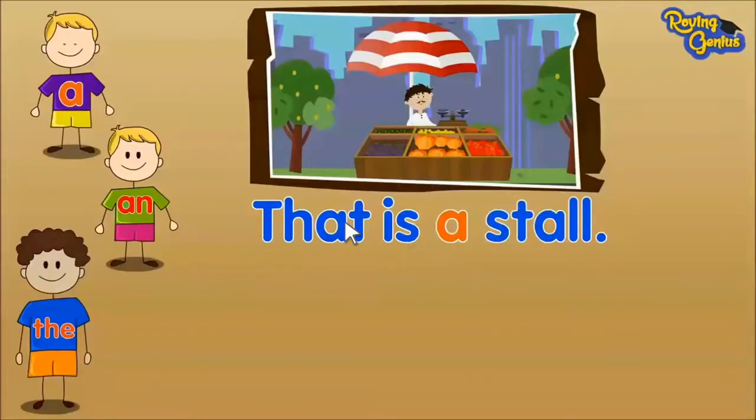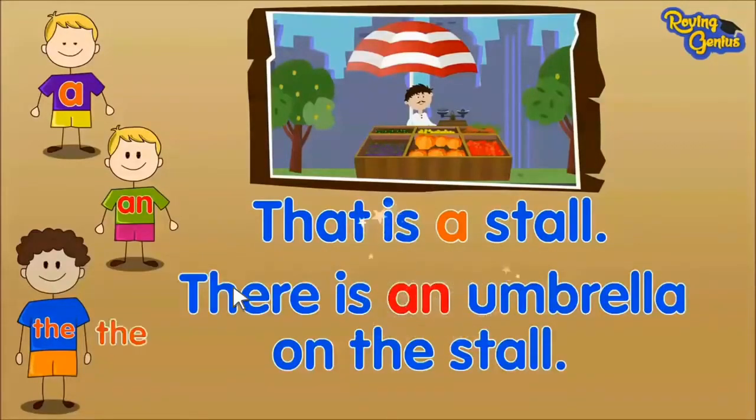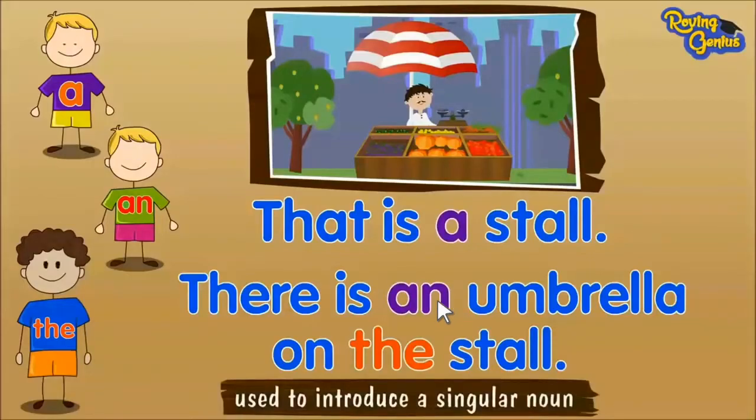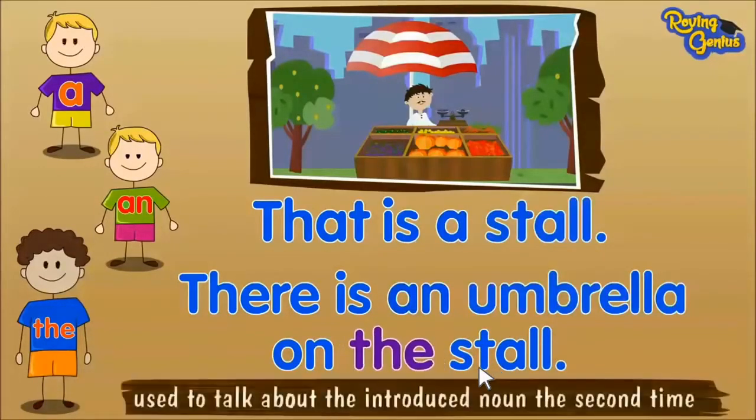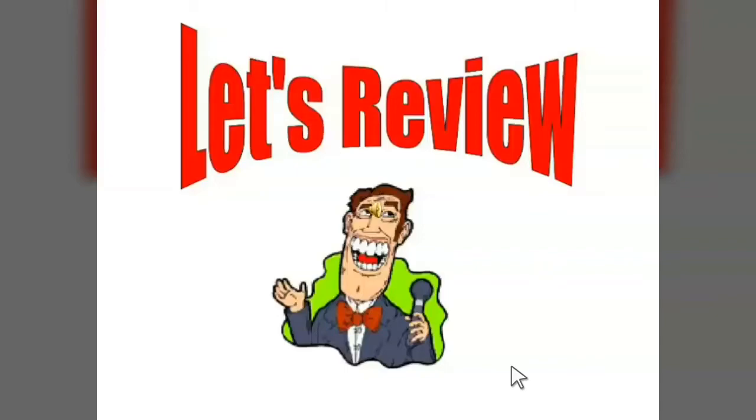Now we will see together. This is a stall. There is an umbrella on the stall. A is used for single thing, एक stall. A and the: stall मतलब जो वापस use हो रहा है stall, तो the use होगा. Okay, if we are using it a second time तो उसको specify करने के लिए the use होता है.